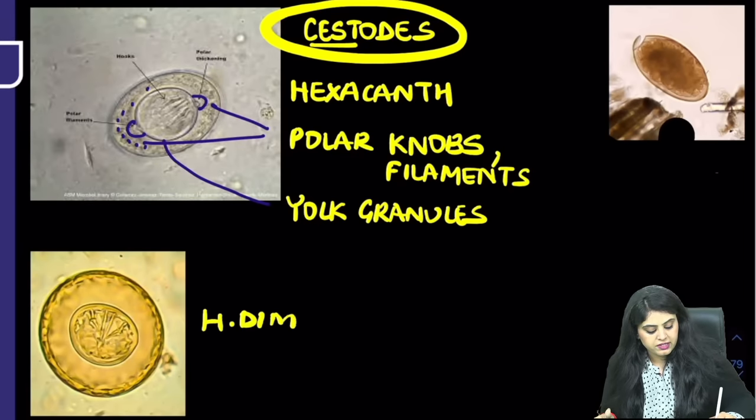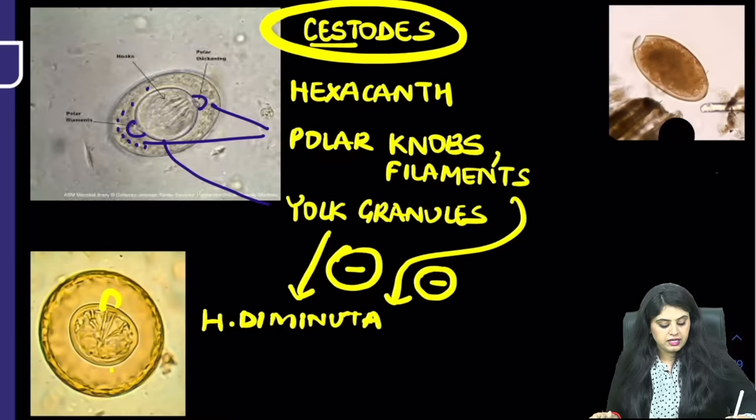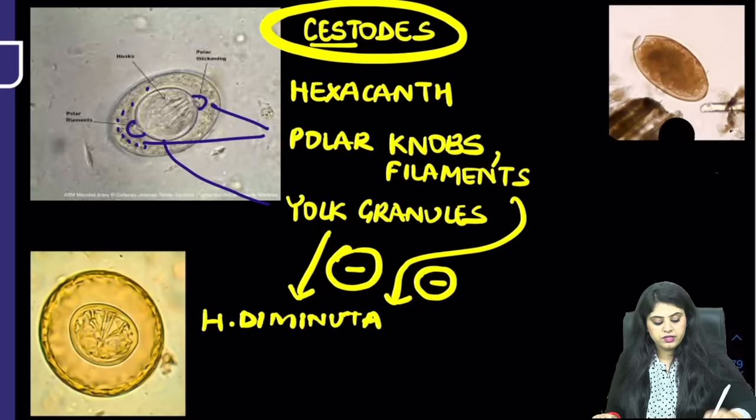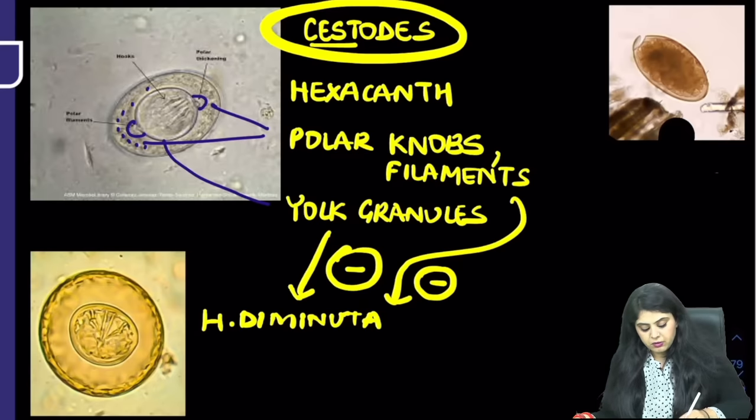H. diminuta. What is H. diminuta going to show you? H. diminuta is not going to show you these yolk granules. It is not going to show you the polar filaments. Look, you're not seeing any polar filaments over here. You're not seeing any dirty granules over here. So when these are not seen, that is H. diminuta. Very good, everybody knows. But what is this family?